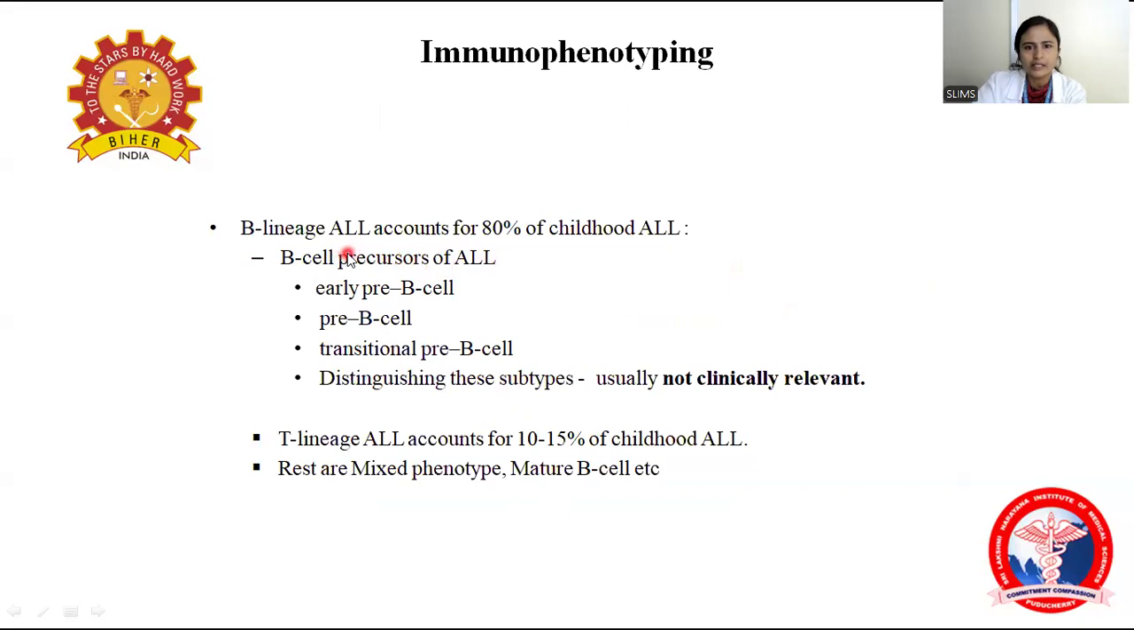B lineage ALL accounts for 80% of childhood ALL, the B cell precursor ALL. Earlier it could be pre-pre-B cell, pre-B cell or transitional pre-B cell, but distinguishing these subtypes is usually not clinically relevant. So we just differentiate into B ALL and T ALL for clinical treatment and practical purposes, but right now we are following the WHO classification.